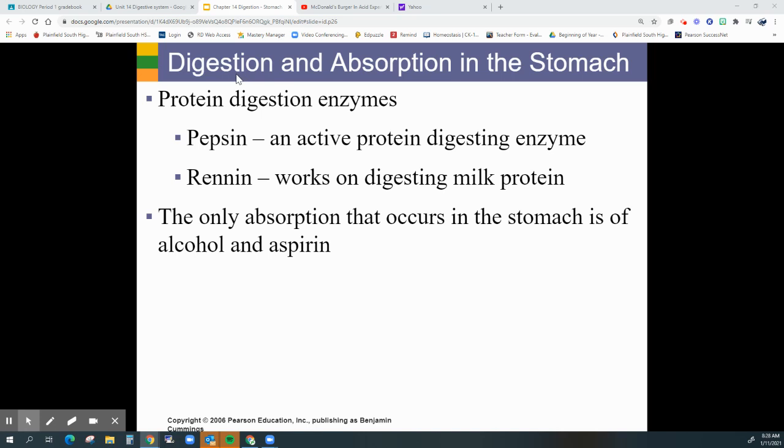Right. So digestion and absorption in the stomach. We have protein digestion. So again, just real quickly, the pepsinogen and the renin. Pepsinogen is specifically digesting enzymes in most of our food. Renin is specifically just milk digestion. And for the most part, the only things that can actually be absorbed within the stomach are alcohol and aspirin. Everything else gets absorbed in the small intestine or in the oral cavity. So we don't really see a whole lot of absorption anywhere else.